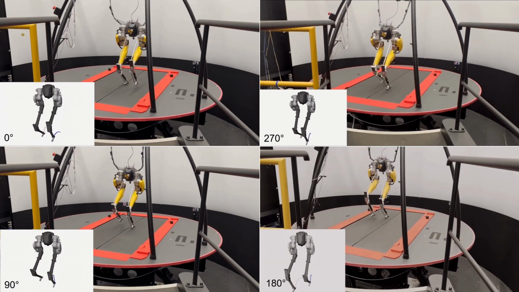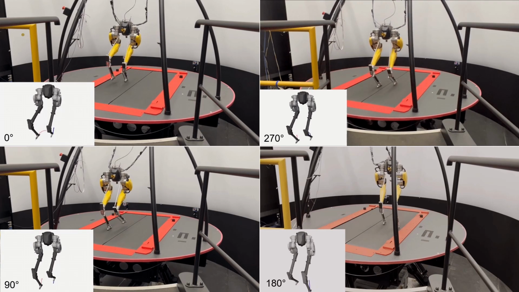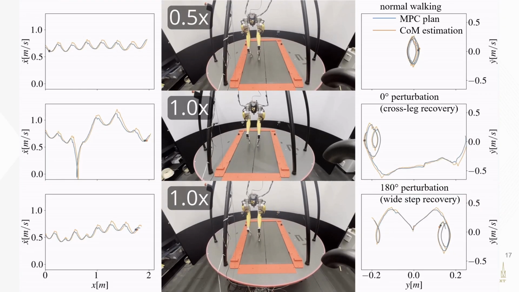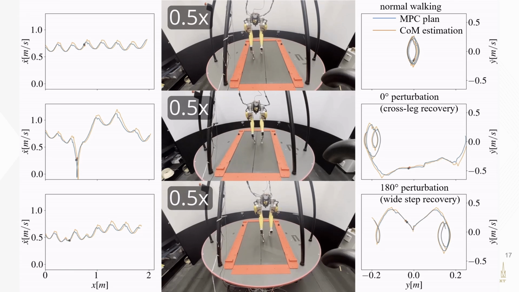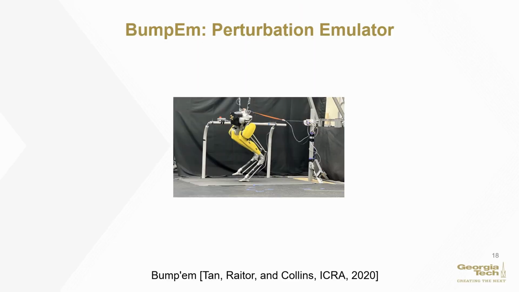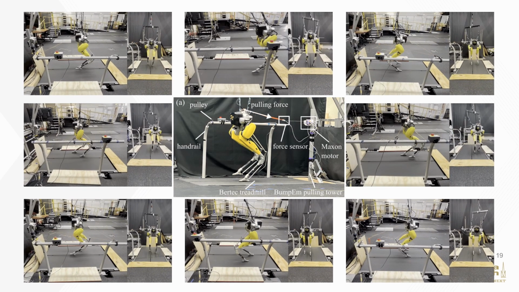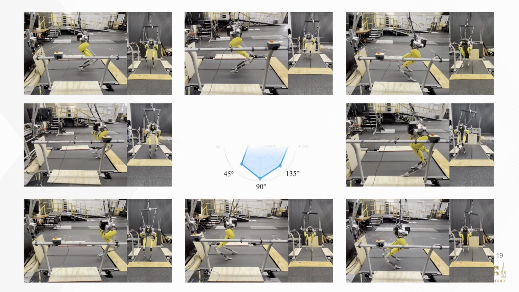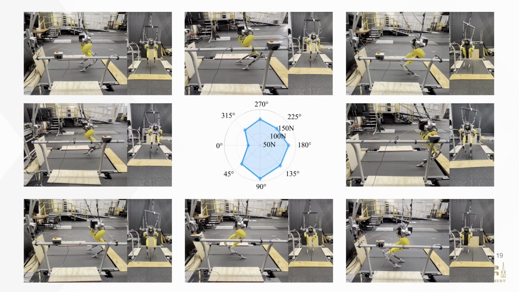To analyze the robot's recovery strategy after perturbations, we plot the center of mass state in the phase space. The plots demonstrate our framework's ability to adopt stepping strategies based on various perturbations and recover within 2 walking steps. To test the maximum allowable perturbation on Cassie, we use a perturbation emulator. The emulator can generate a large and precise pulling force on Cassie's pelvis. The maximum tolerable force is shown in the spider graph, with 0 degree indicating perturbing to the left.